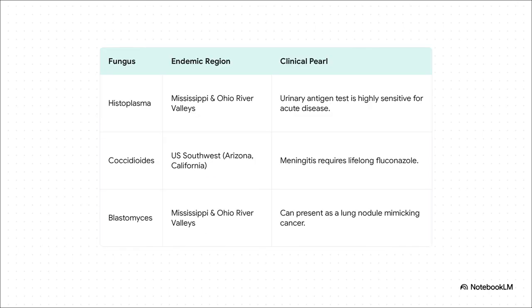Next, we have the endemic fungi. And for these, geography is everything. The travel history is your most important diagnostic tool. Has the patient been to the Ohio or Mississippi River valleys? You've got to think histo or blasto. Were they out in the Southwest, like Arizona or California? Coccidioides, or valley fever, should be at the very top of your list. And a quick pearl for blasto. It's known as a great mimicker, and it can show up as a lung nodule that looks just like lung cancer.